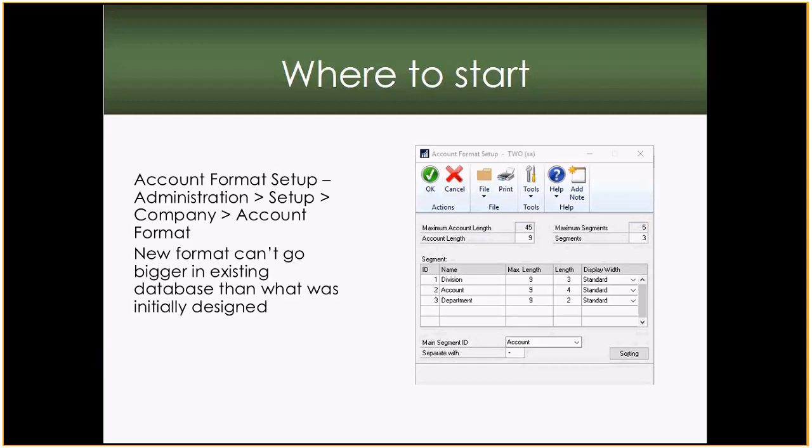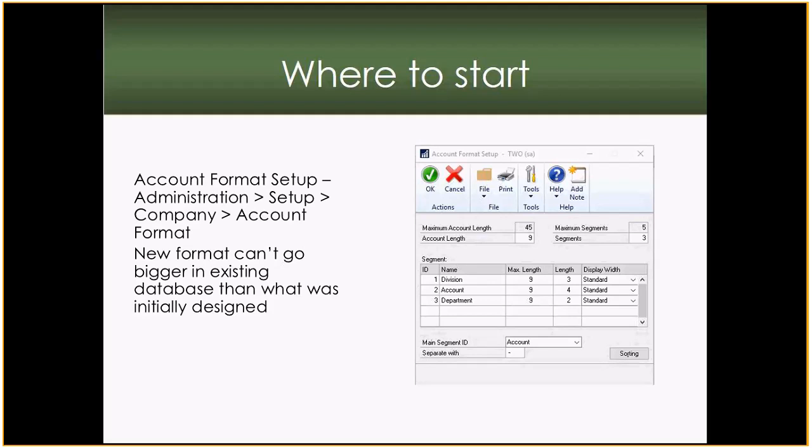So the first thing that you want to do is look at that account format setup window. To get to that, you're going to go to Administration, Setup, Company, and Account Format. What you want to look at there is what your maximum account length and maximum segments are set at, as well as what the current account length and segments are set at. In this case, the screenshot shows I have a maximum account length of 45, which means that's the number of characters I can have in my account number. That's the biggest that I can make that. And the maximum segments I can go to within this install or instance is 5 segments.